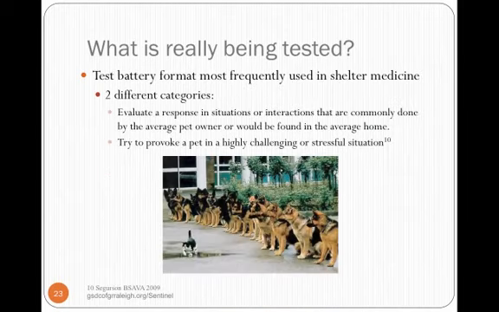And so when we're looking at tests, as I said earlier, test battery is going to be the most commonly used format in the shelter world. And when you're setting up the test, there may be two different categories of how they're trying to set them up. They may take a situation or interaction that's commonly done in an average pet home, so maybe hugging a dog or petting it or getting it riled up in play, trying to take a toy away. Or they may even go so far as to try to provoke a pet in a highly challenging or stressful situation. So maybe they're going to have a stranger physically threaten the owner while the dog's on leash next to it. And obviously that's going to be a very provocative situation for a dog.